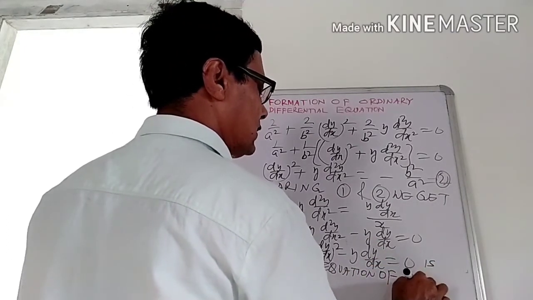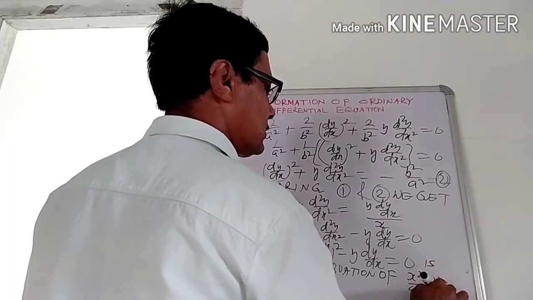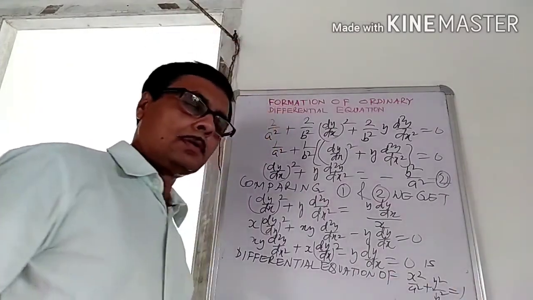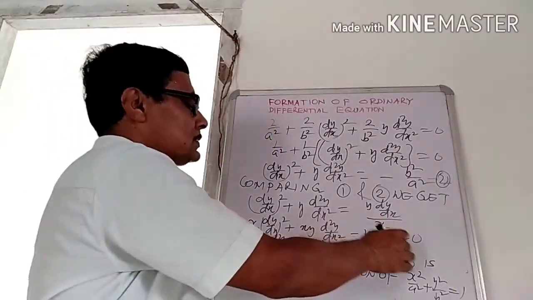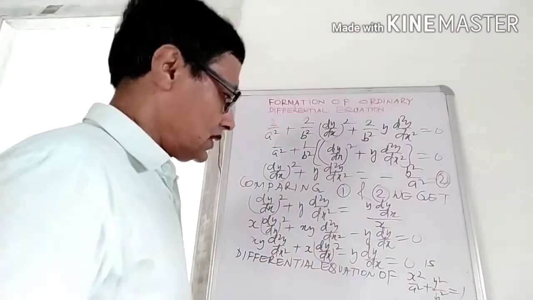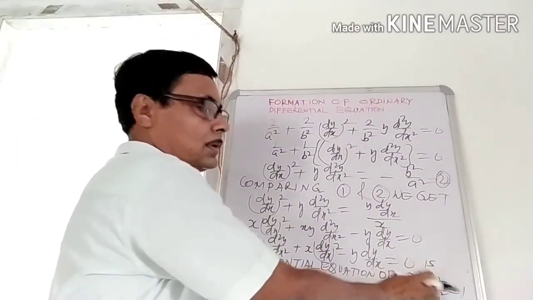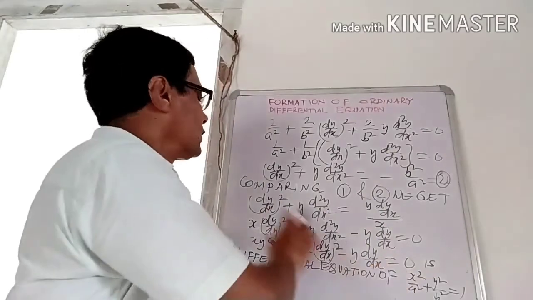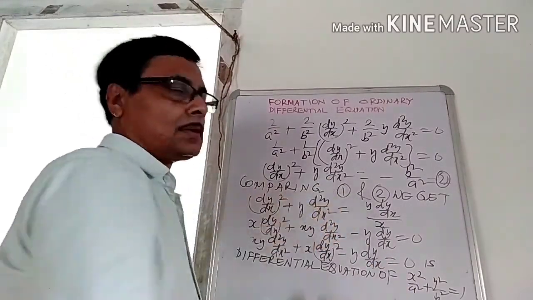Of the ellipse x²/a² plus y²/b² equal to 1. So this is the differential equation of this ellipse. Here the number of parameters is 2, so the number of differentiations is 2 times.